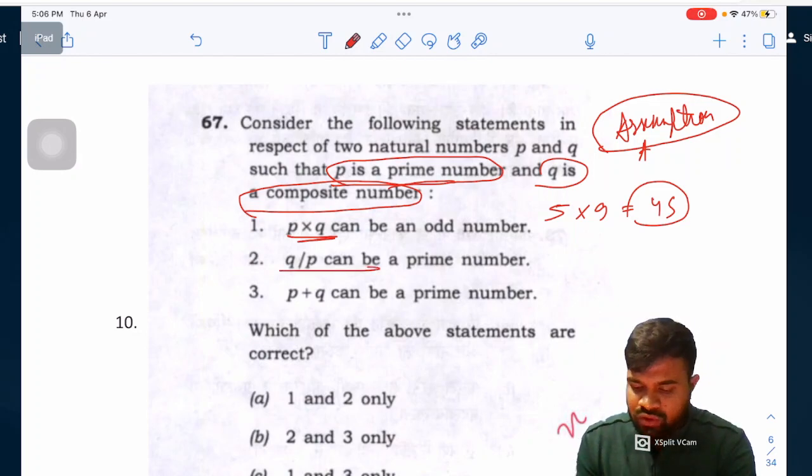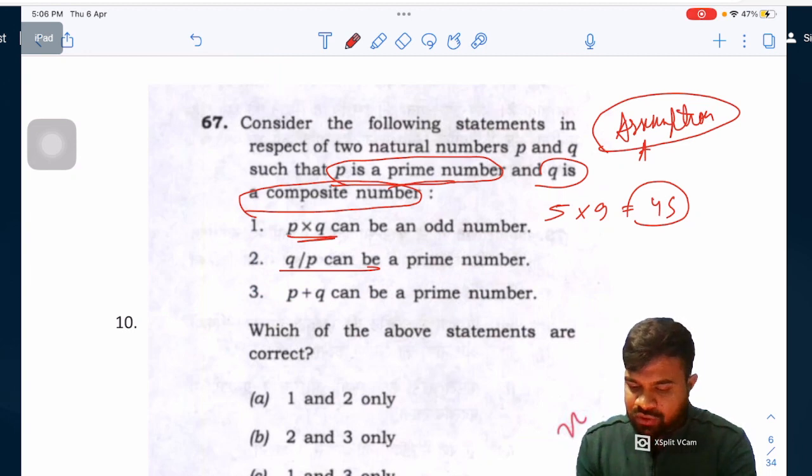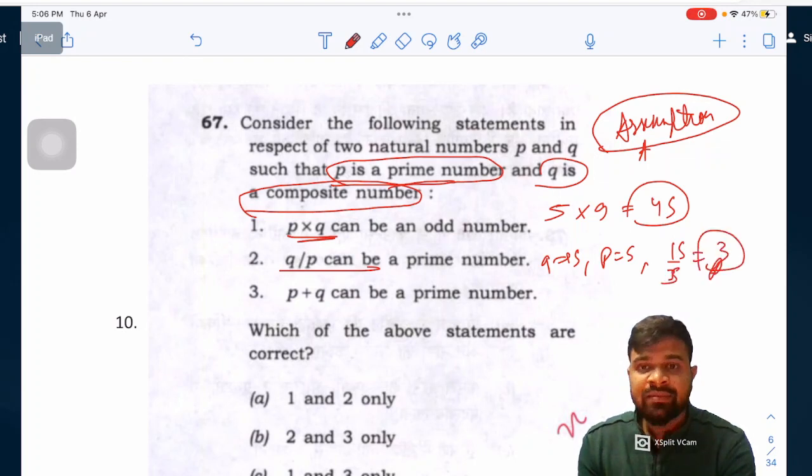Now, Q by P can be a prime number. Suppose Q is equal to 15 and P is equal to 5, and 15 by 5 is equal to 3. 3 is a prime number. It can also be true.